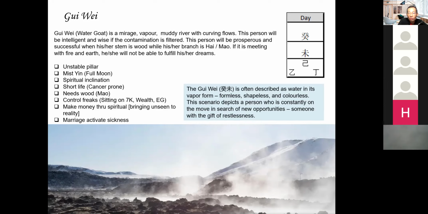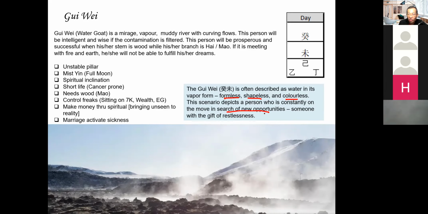But to be nicer, of course, Gui is, of all the water, the most formless, shapeless, and colorless. The one that is always on the go is the one that constantly searches for new opportunities. Okay? They are very, very smart, but they are very unstable.